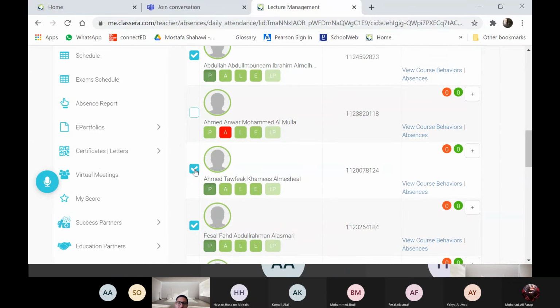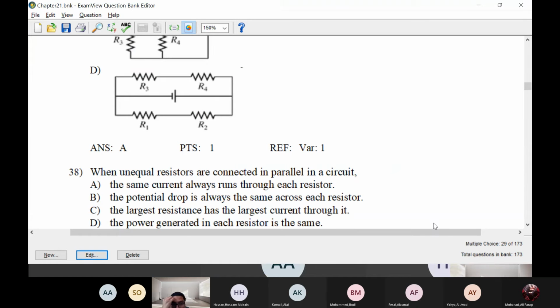Okay Ahmed, I want you to read question 38. When unequal resistors are connected in parallel in a circuit: A, the same current always runs through each resistor. B, the potential drop is always the same across each resistor. C, the largest resistance has the largest current through it. D, the power generated in each resistor is the same. Only A, B, C, D.